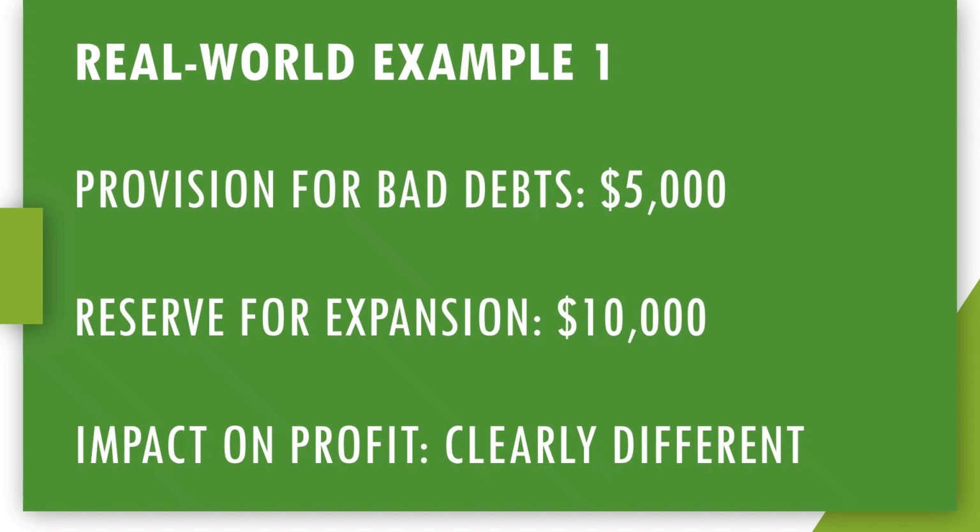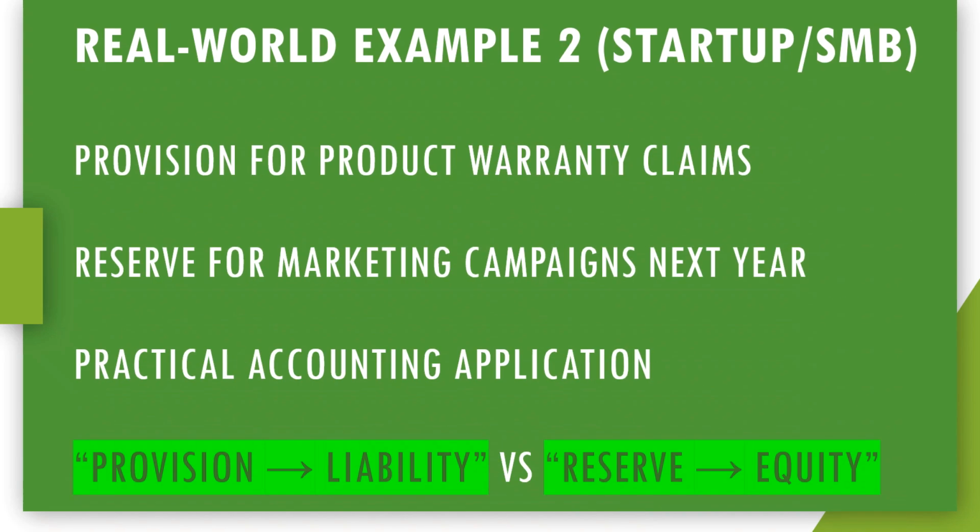Small differences, big impact. Consider a startup selling electronics. A provision accounts for warranty claims you expect to pay. Separately, a reserve could fund next year's marketing campaigns. Both are forward looking, but one is mandatory, the other is strategic.